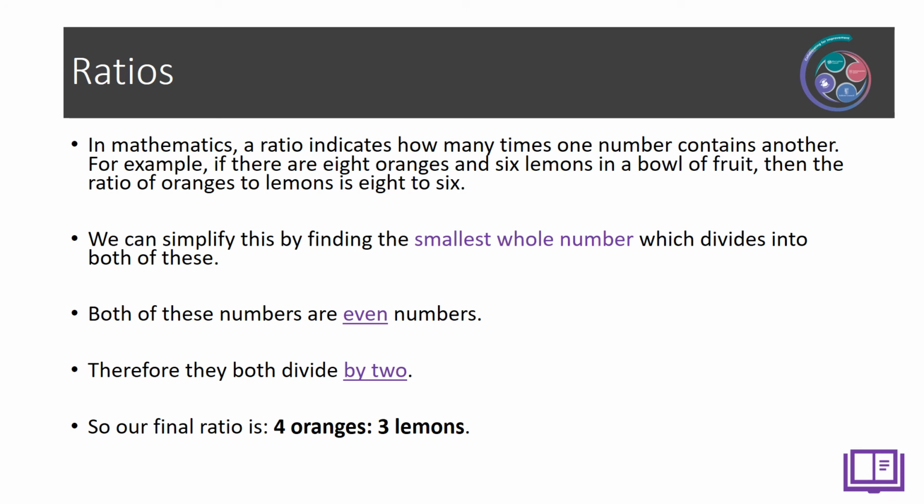So if we divide 8 by 2, that gives us 4. And if we divide 6 by 2, that gives us 3. So a ratio of oranges to lemons would be 4 oranges to 3 lemons. So for every 4 oranges, there are 3 lemons.